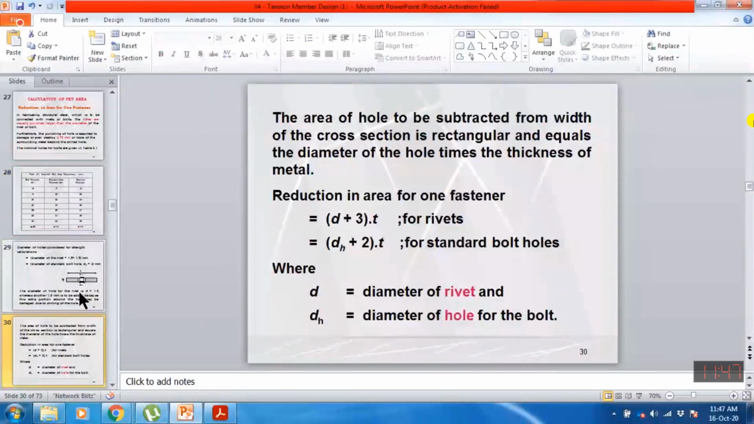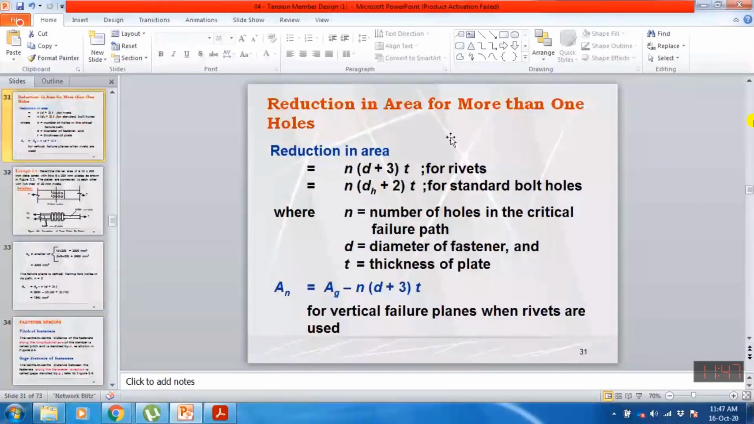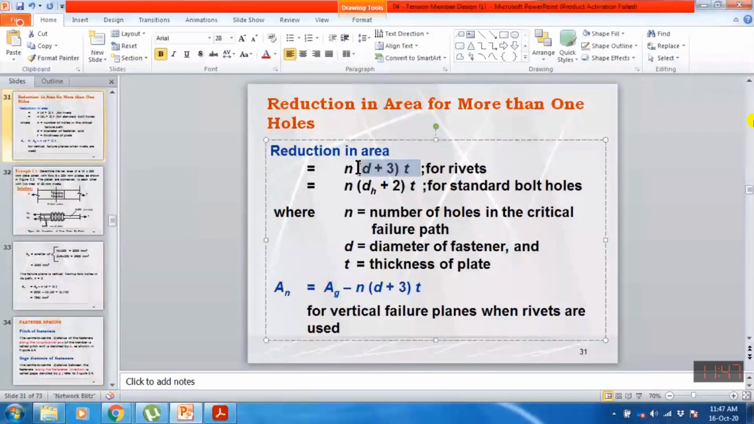So, reduction in area for more than one hole. The reduction in area will be n times (d plus 3) into t. This is the reduction of the area for one hole at a cross section, not along the length, multiplied by n. If there are more holes at one cross section, we need to multiply it by that number. So net area will be equal to the total gross area minus the reduction of the area due to the holes that we have punched.